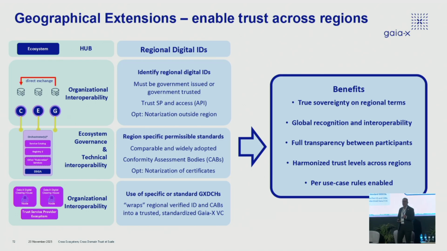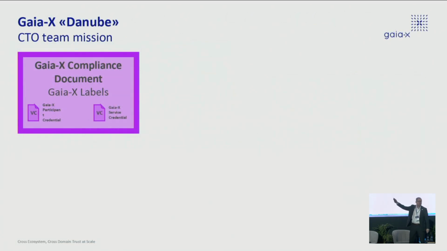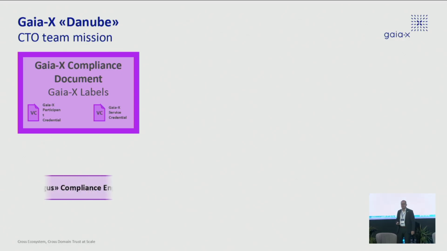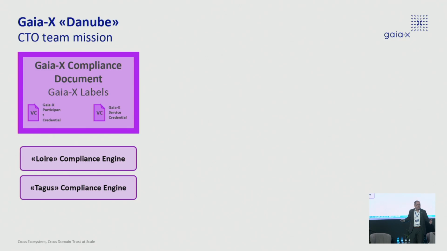And I will tell you how we solved that in the mission for the CTO team. As I just said, we participate in the creation of the compliance document, which is kind of the requirements for us. And then, as you are well aware, we produce the software and write the specification, and this is for Tagus and Loire, in the form of a monolithic component, the compliance engine being the most important one, implementing and checking the compliance, of course.